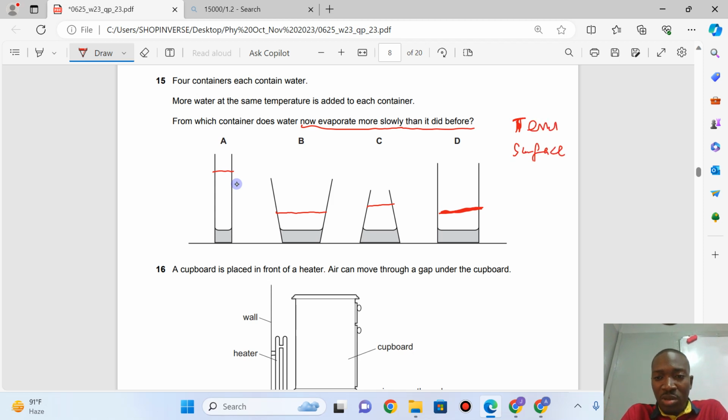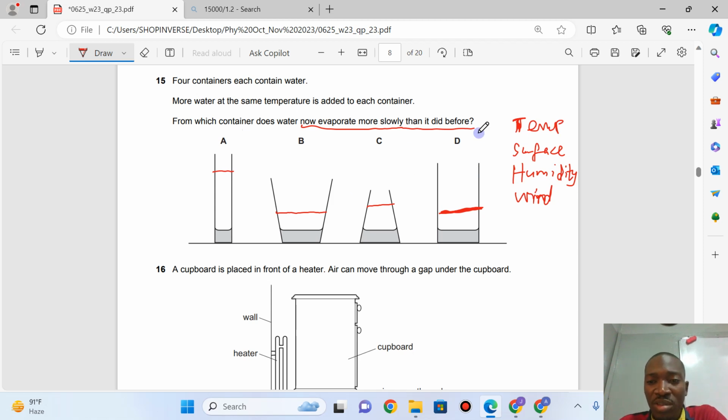Okay, number one is temperature. Number two is surface area. Number three is humidity. Okay, if the air is dry, evaporation will be faster. And number four, wind. Yeah, if you blow air over the surface of the liquid. So these are the four factors that affect the rate of evaporation.